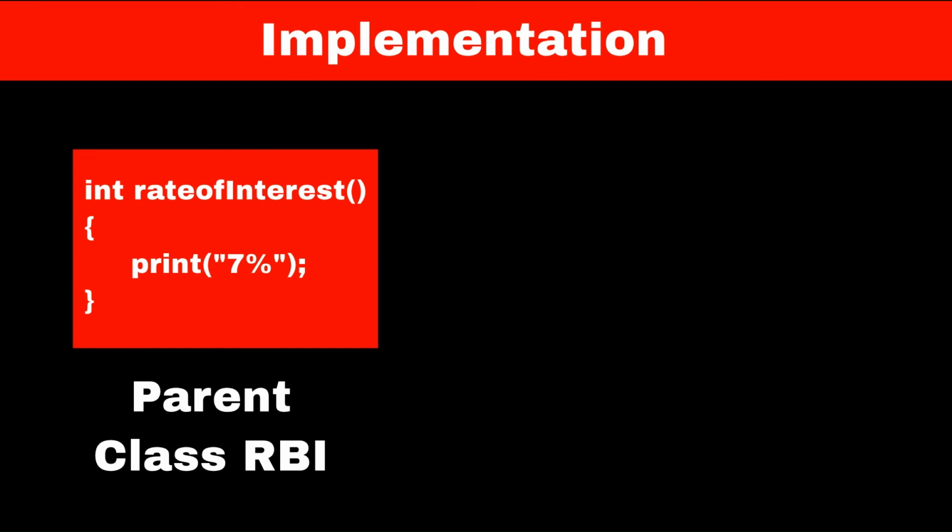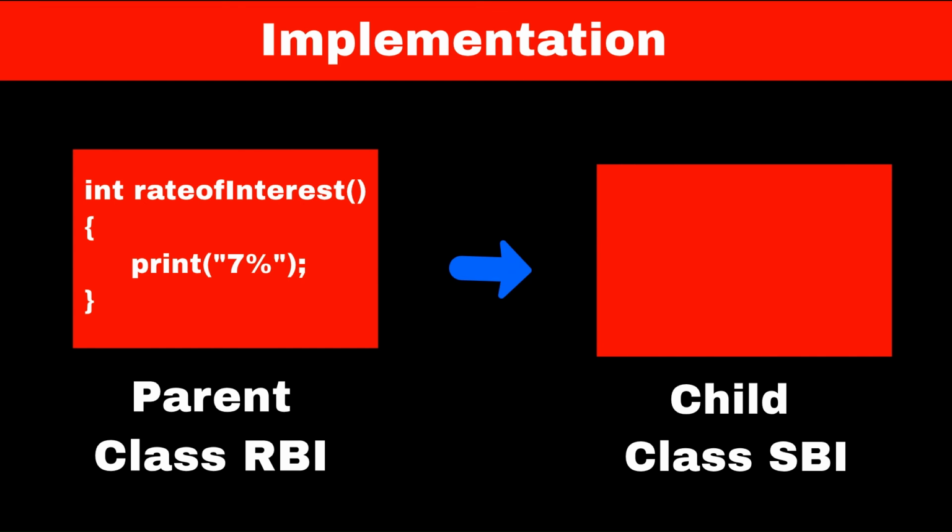For example, consider the SBI class, which will be a child class of the RBI class. Since SBI is a child class, it will have access to the methods and variables of the parent class. Means the rate of interest method is already present in the SBI class, but we can redefine the rate of interest method for SBI bank. So we can define a method with the same name, that is rate of interest, in the SBI class, which will print 6% as the interest rate. So a child class can redefine the method or provide a specific implementation of a method defined in the parent class. Means now two classes, that is parent and child class, have a method with the same name. This concept is called method overriding.